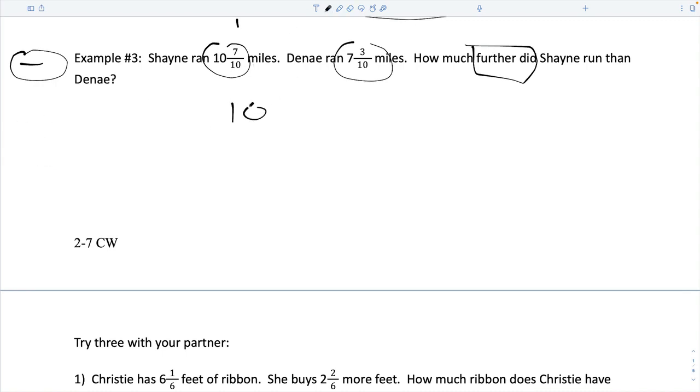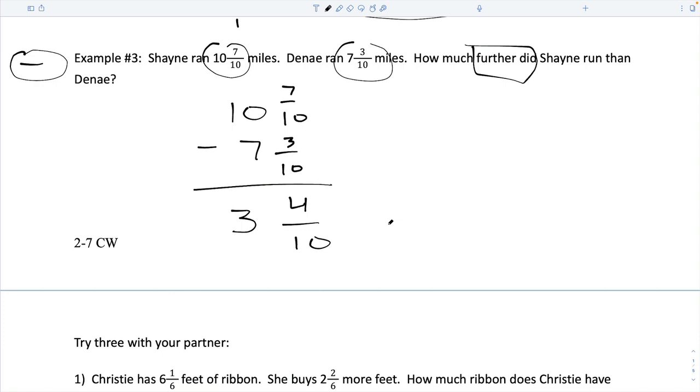Let's stack it. 10 and 7 over 10 minus 7 and 3 over 10. And let's start with the village. They're going to fight. What's our fraction that's left over for this one, Josh? 7 tenths minus 3 tenths. 4 tenths. Good. And move over to the adult portion of the village. What's 10 minus 7, Georgia? 3. Good. 3 4/10 miles more.